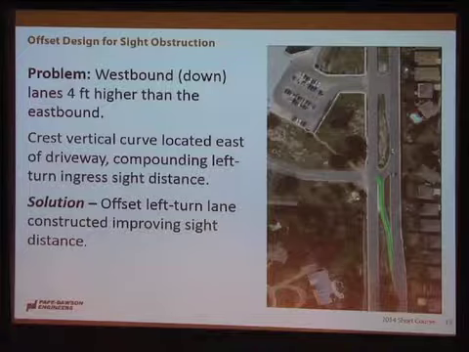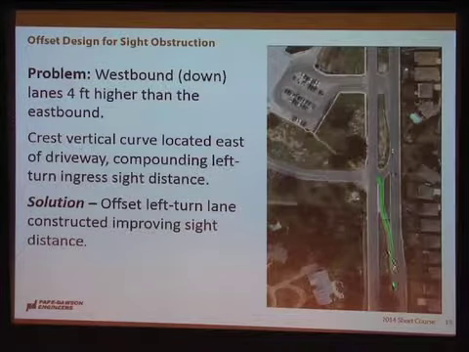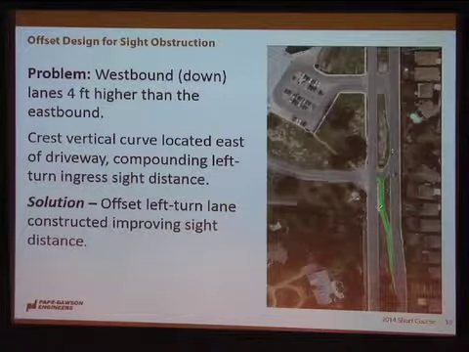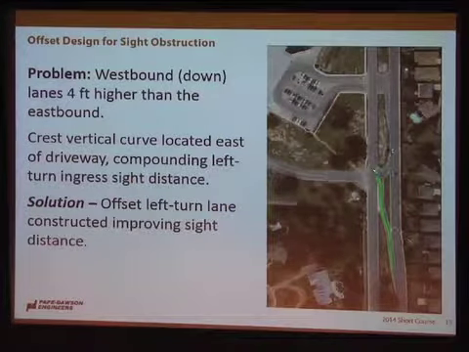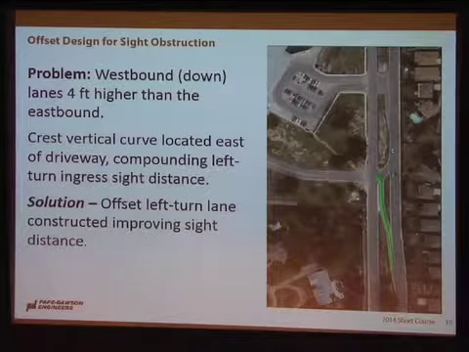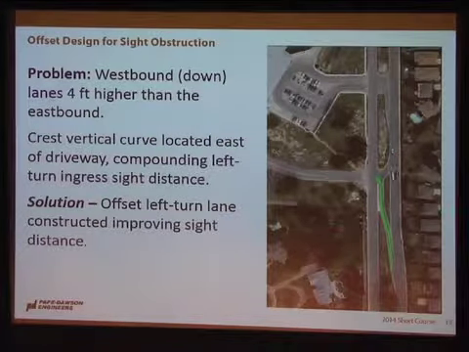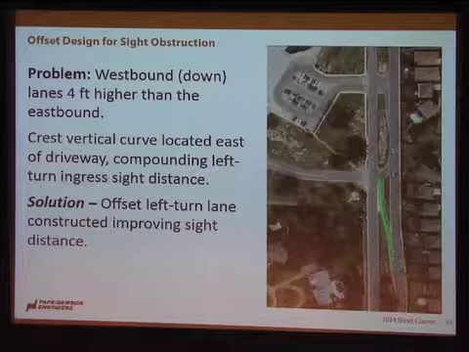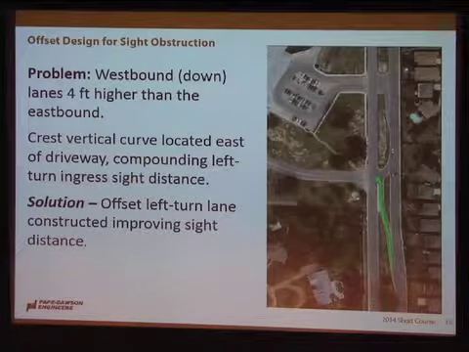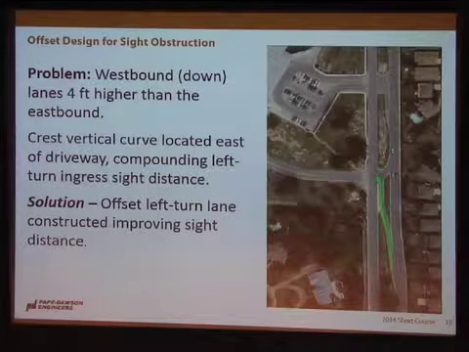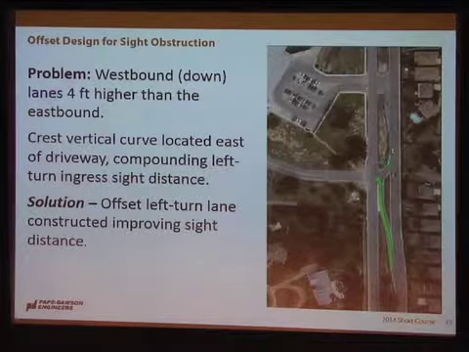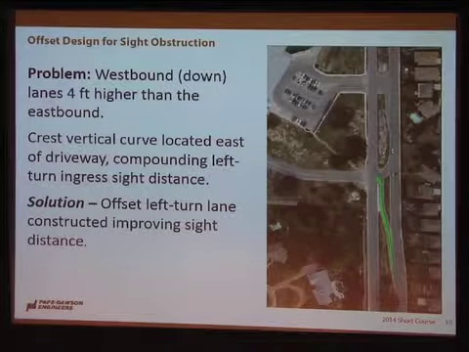The solution was to come in and basically do more of an offset left, even though there's no opposing traffic. In this case, the offset left overcomes the side obstruction created by the vertical curve by allowing us to bring the left turn traffic up to grade with the opposing traffic so that they can see the approaching traffic. And of course, when they leave, they're kind of going downhill through this little section and merging in with traffic with a yield control.